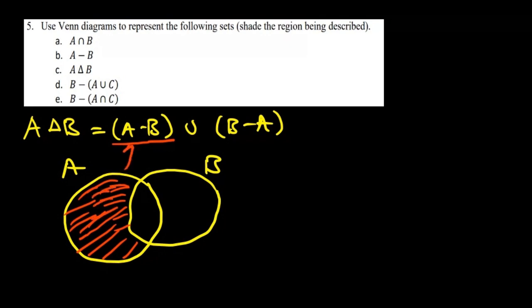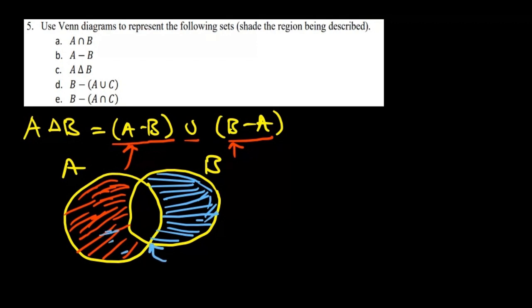Then we are saying union B minus A. So B minus A means that we shade the part of B that is not in A. So the part of B that is not in A will be this part here, where I'm shading in blue. So that's how our diagram is going to look. We are not going to shade their intersection. This side we are going to shade, this side we are going to shade. So that's the symmetric difference.